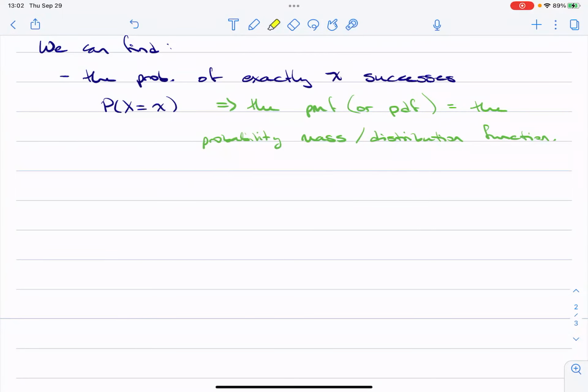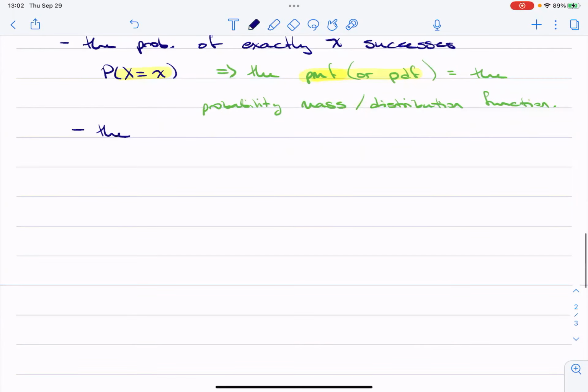So the PMF or the PDF is when we're looking for exact probabilities. What's the probability that X equals 4, X equals 6, and so on, right? And the other type of question that we can ask is the probability of less than and including some number of successes, less than and including X successes.